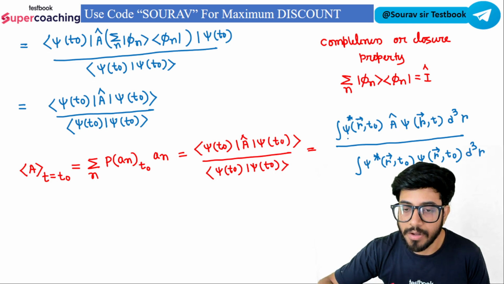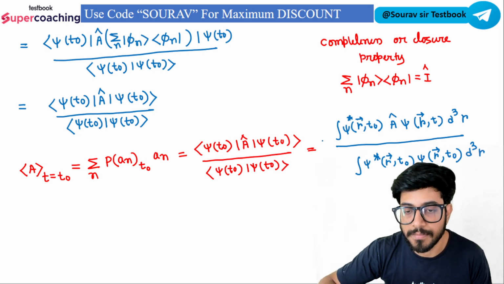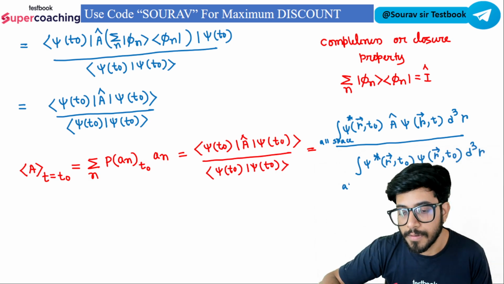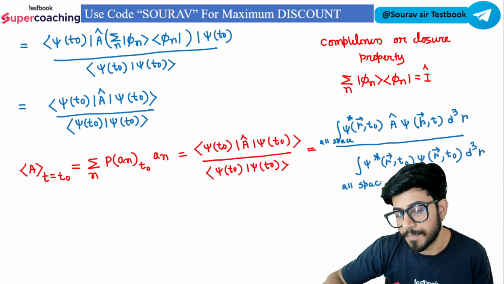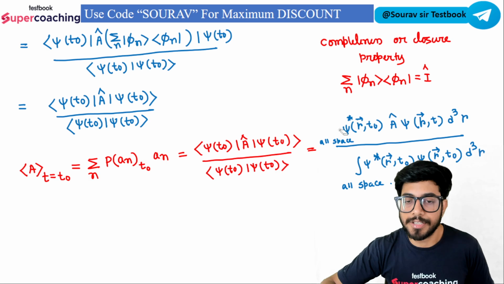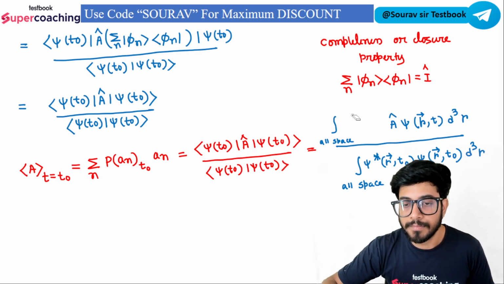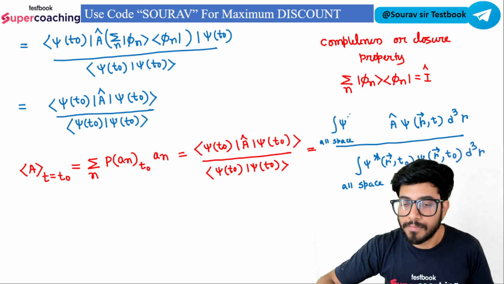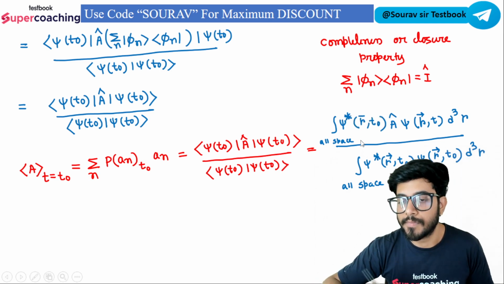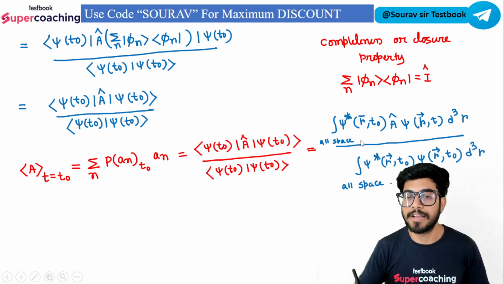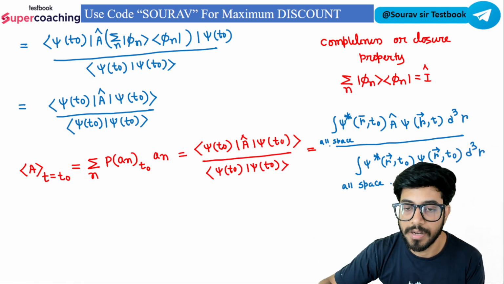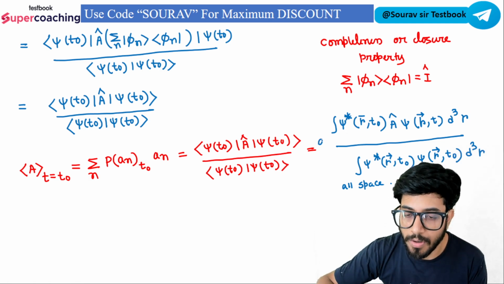Okay, this integration is over all space. Psi star of r vector comma t0, A cap, psi of r vector comma t0 d tau over all space.